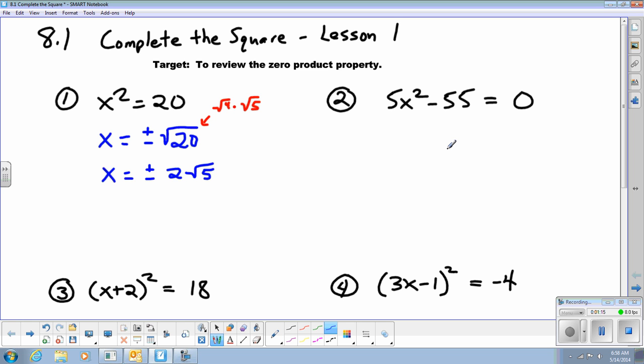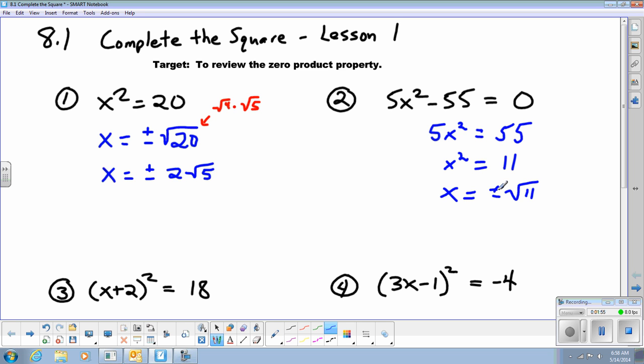So example 2. Example 2 is 5x squared minus 55 equals 0. So this is set equal to 0, and I need to solve for x. First thing is add 55 to both sides. So I now have 5x squared equals 55. I want to divide both sides by 5, so 5x squared divided by 5 leaves just x squared on the left side of the equation. 55 divided by 5 is 11. Now since I'm right back where I was at problem 1, I'm going to take the square root of both sides, so I can say that x equals plus or minus the square root of 11.